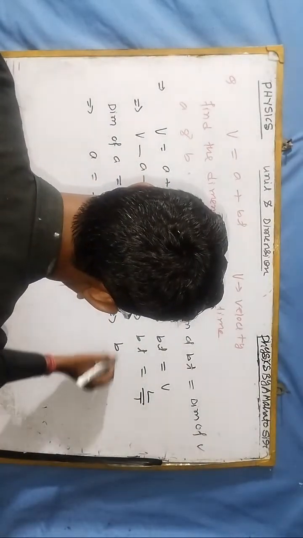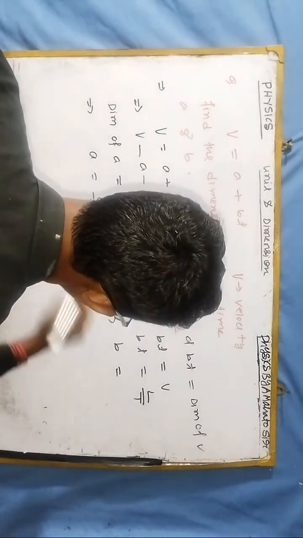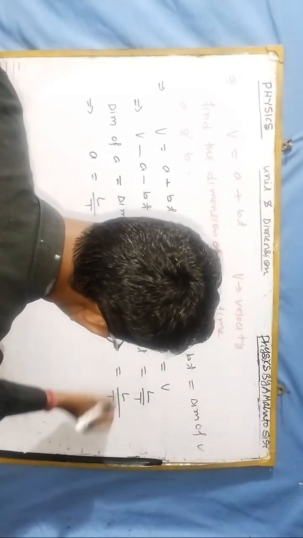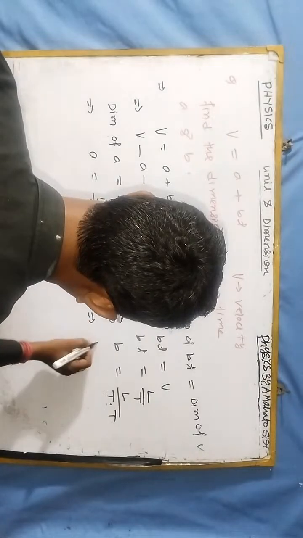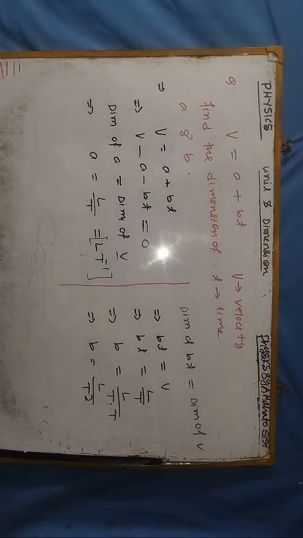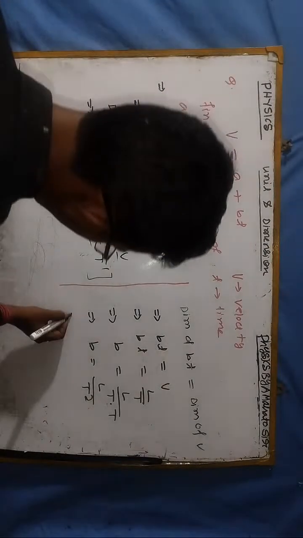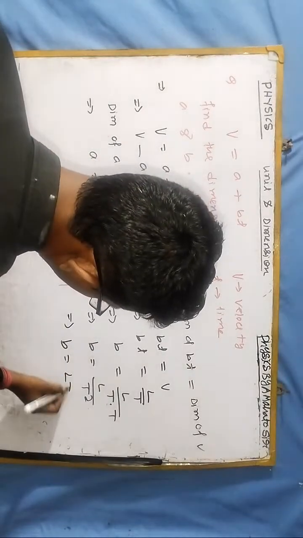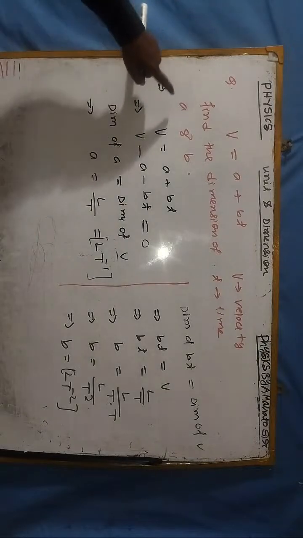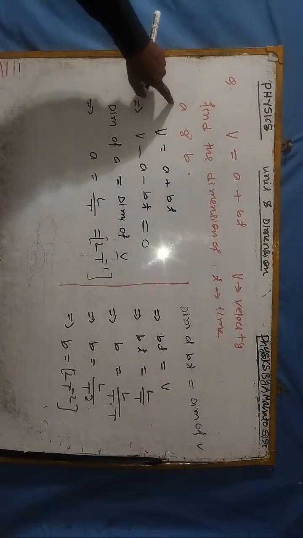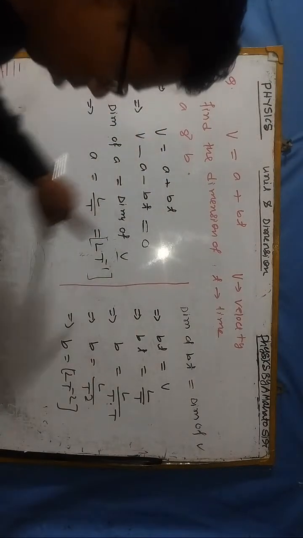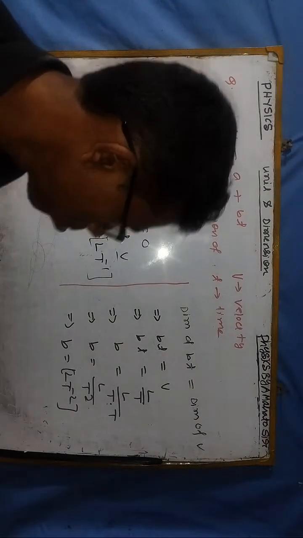So b equals L by T divided by T, so the dimension of b is L by T square. That means b equals LT minus 2. So the constant a has dimension LT power minus 1, and constant b has dimension LT minus 2.